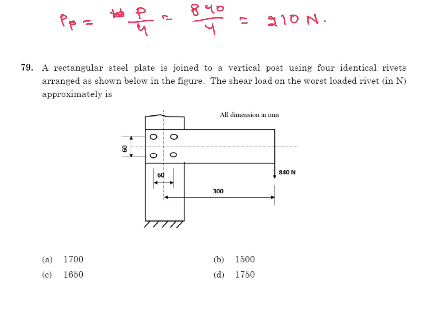Then secondary load again you have to calculate. For secondary load we know load is proportional to distance. You have to consider CG here, the G point. Name the rivets 1, 2, 3, 4 like this. This distance is R1, then R2, R3, R4.